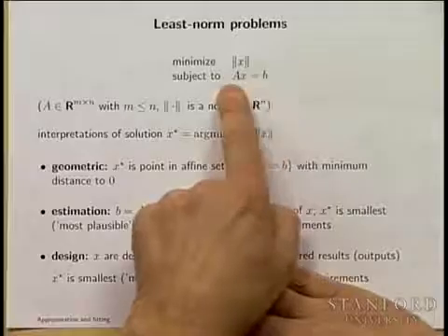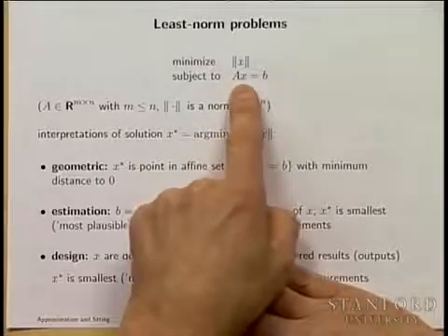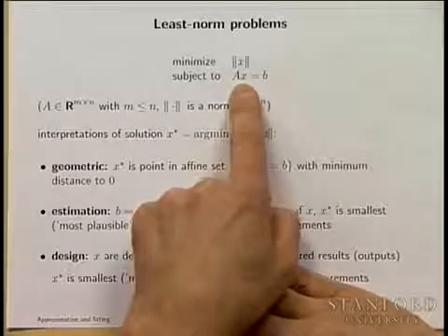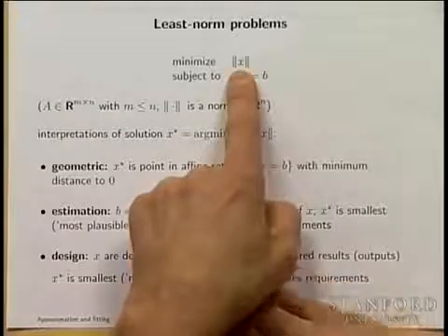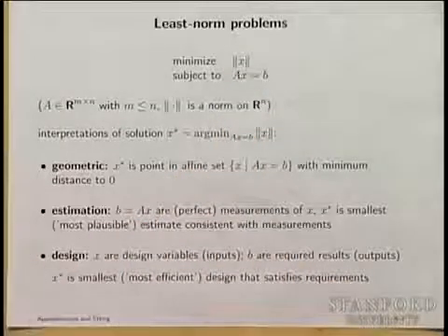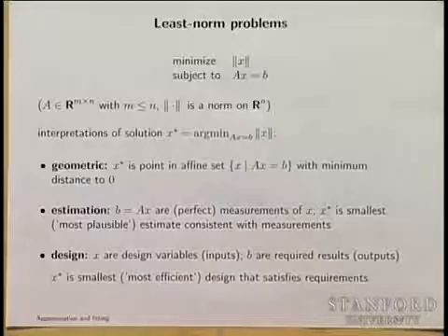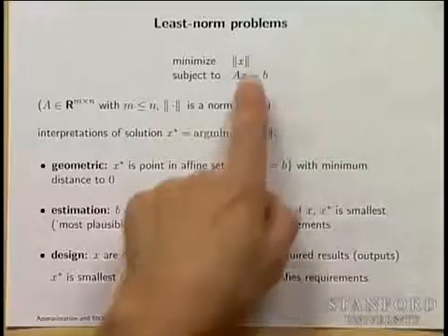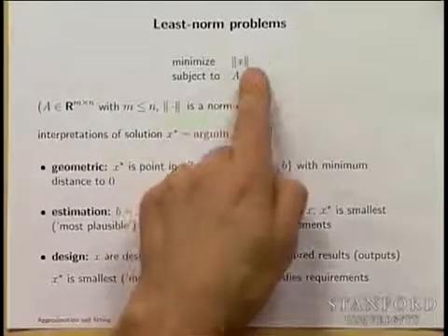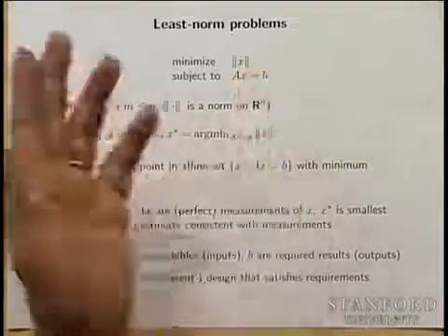But there are lots of force programs, let's say, that do the trick. And among those, you want to find the one of least norm, for example. That would be something like a most efficient design, or this could be a minimum fuel problem, for example, if this was a one norm and if the one norm was a good measure of fuel usage.